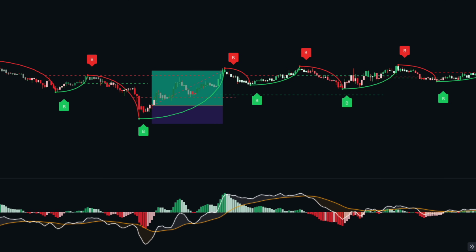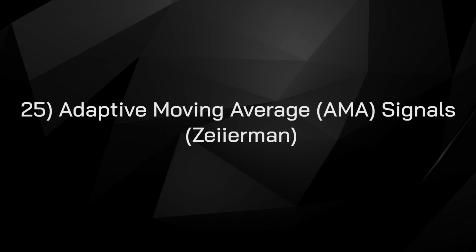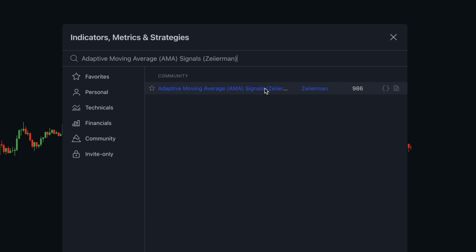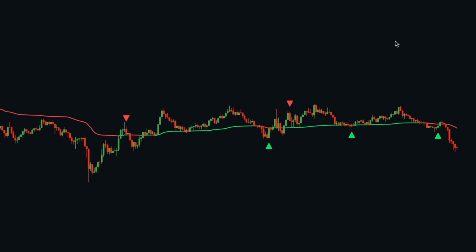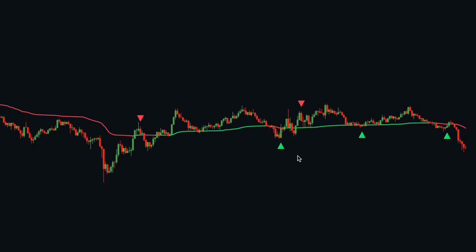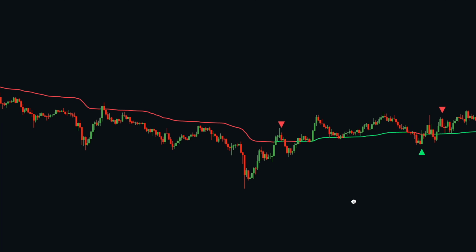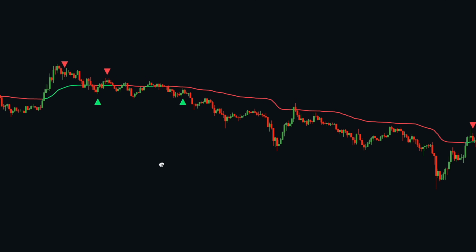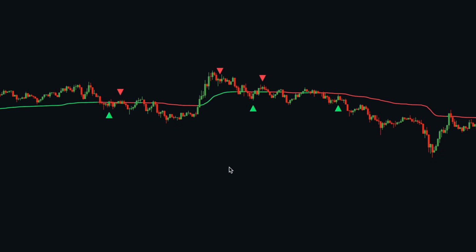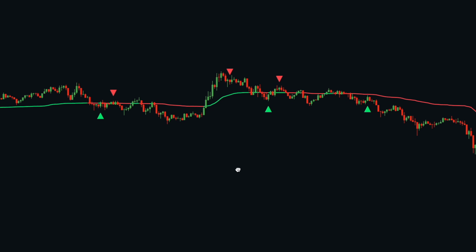Let's move on to the next indicator on our list, the Adaptive Moving Average Signals by Zierman. The Adaptive Moving Average Signals indicator enhances the classic concept of moving averages by making them adaptive to the market's volatility. This adaptability makes the AMA particularly useful for identifying market trends with varying degrees of volatility.